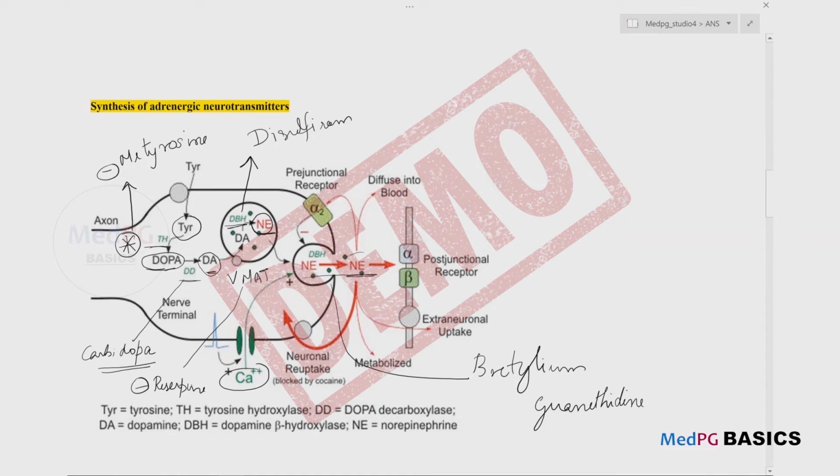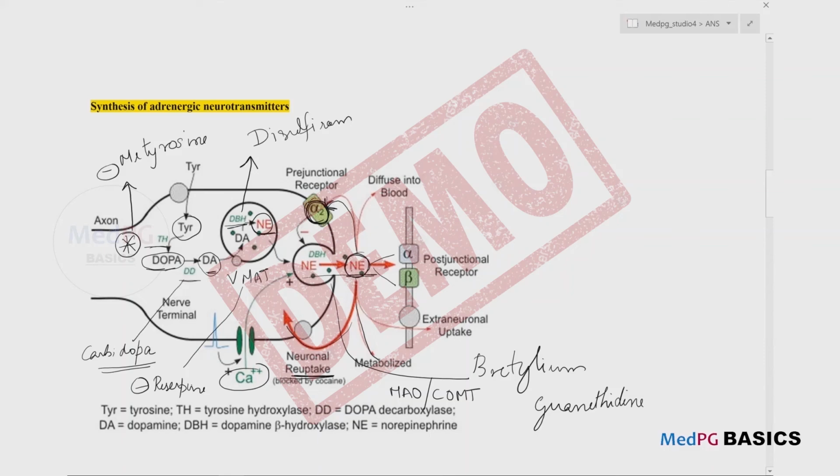Norepinephrine, once released, goes and acts on the receptors, that is alpha and beta receptors, and once their action is over, it has three fates. Either it gets metabolized by enzymes like monoamine oxidase and catechol O methyl transferase, or it gets taken back by the neuronal reuptake mechanism. Or it goes and activates the presynaptic receptors, that is, in case of adrenergic, the alpha 2 receptors, and by activating alpha 2, it causes a feedback inhibition of release of norepinephrine. That is, it acts like a brake. When alpha 2 is stimulated, it decreases the release of norepinephrine.